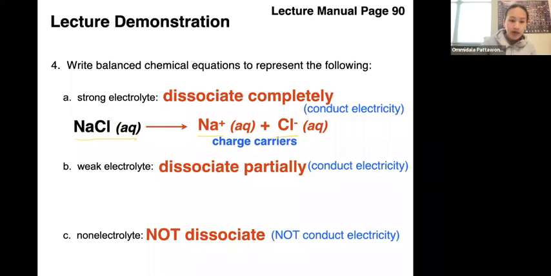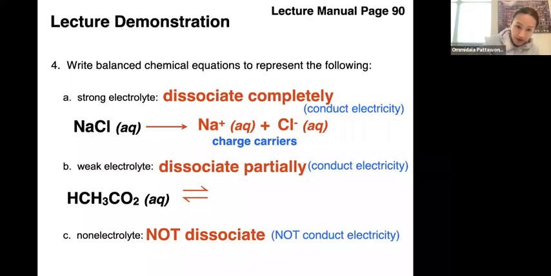The next one is weak electrolyte. An example of this would be acetic acid. This molecule is only going to partially dissociate, which means the arrow we use is going to be different from the first scenario. Whenever something completely dissociates, you use only a one-headed arrow. But if it's only partially dissociated, it kind of wants to go this way and also come back this way, because it's not fully broken apart.